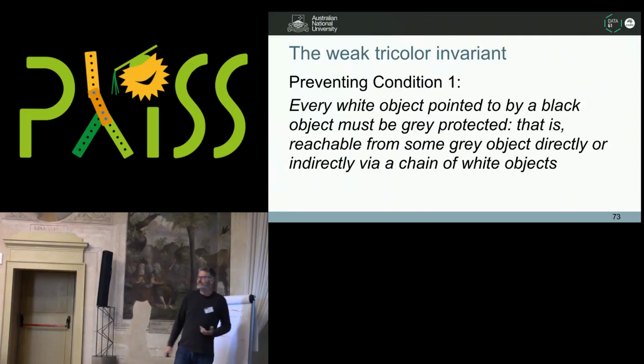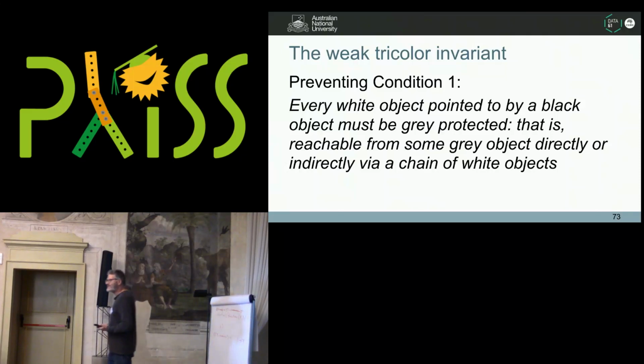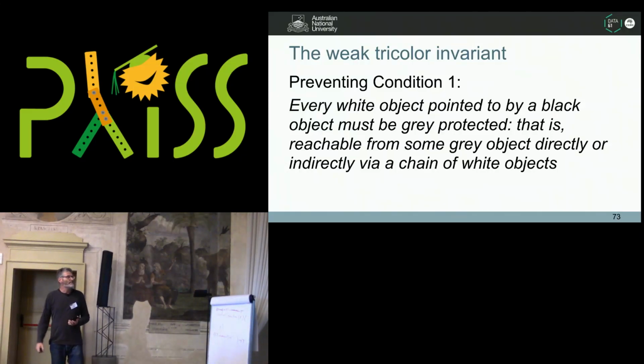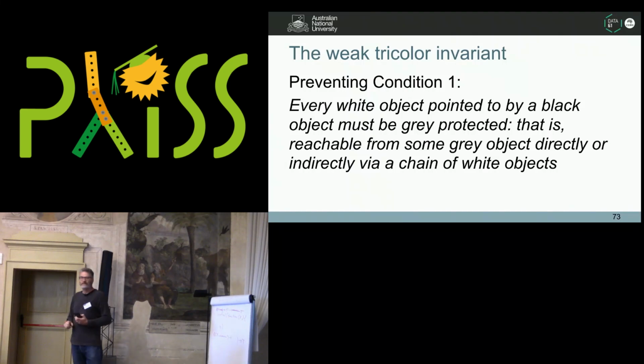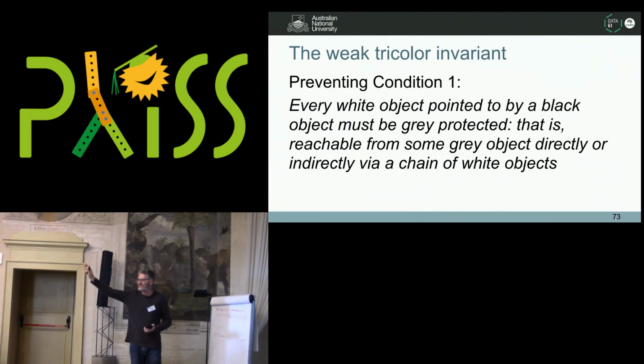There's another invariant, though, that is weaker. And this one attacks that second condition. We want to prevent condition 2 by saying that every white object pointed to by a black object must be gray protected. That is, it has some protector out there that is gray that happens to be the head of a chain of white references to that object.